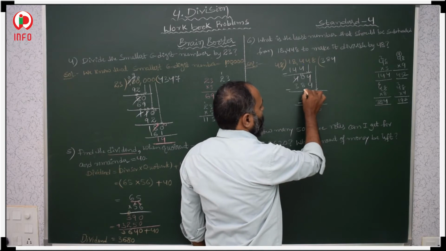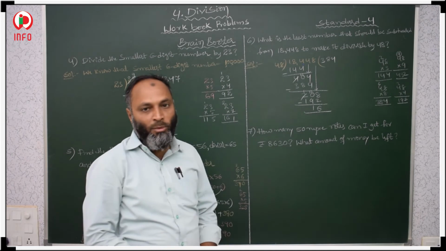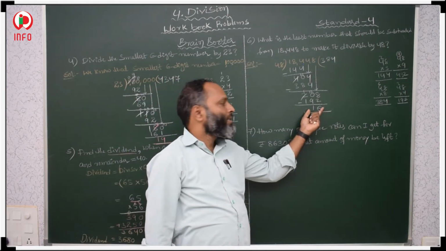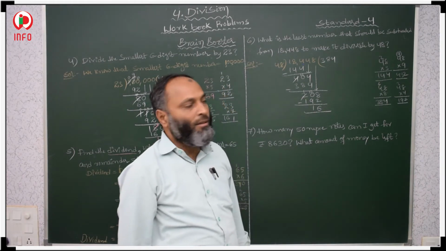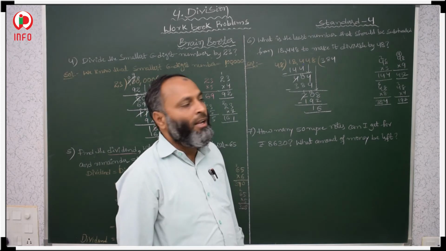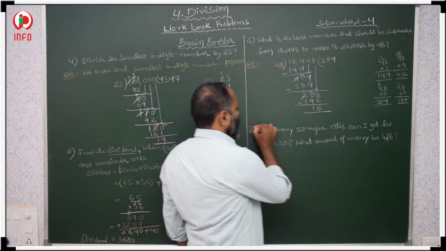Take borrow from here. 10 minus 9, 1. Then 19. What is the remainder? 19. So if not 19, 16. Sorry. So here, if you subtract 16 from the given number, then it will be divisible by 48.